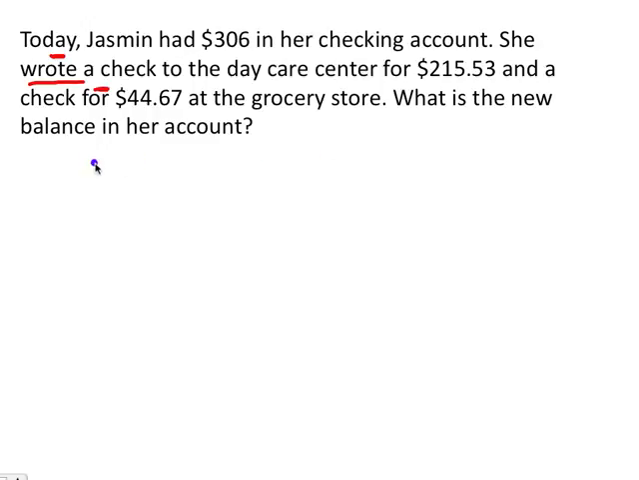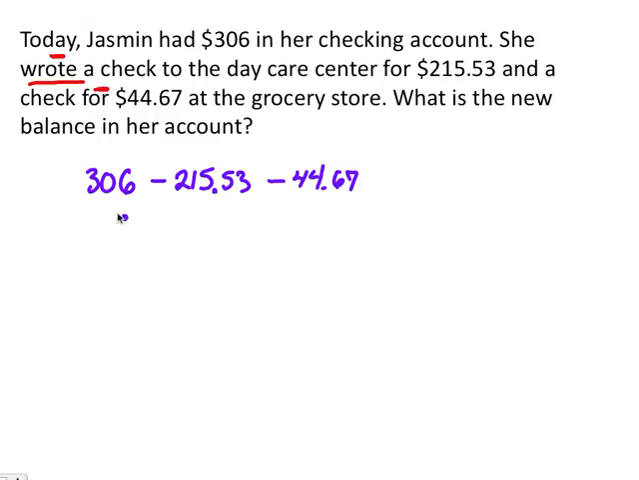So if we write this out, here's what it says to do. Take the $306, subtract $215.53, and subtract another $44.67. Okay, so we just need to work our way left to right through here. We'll take each pair at a time.